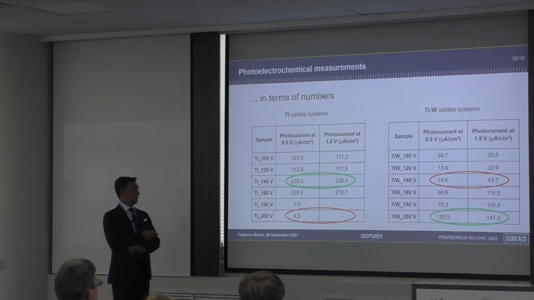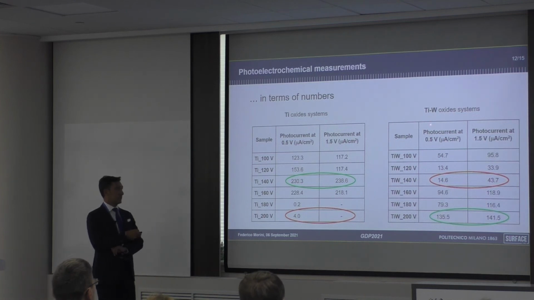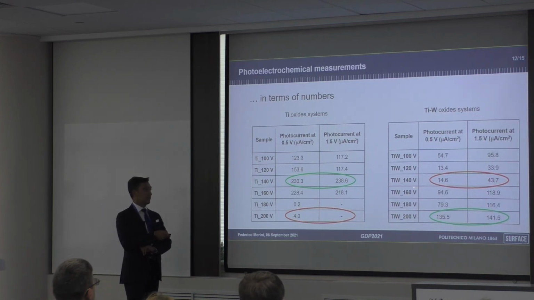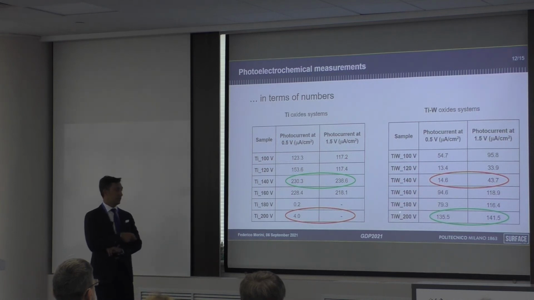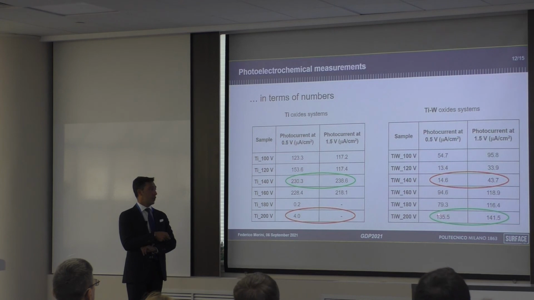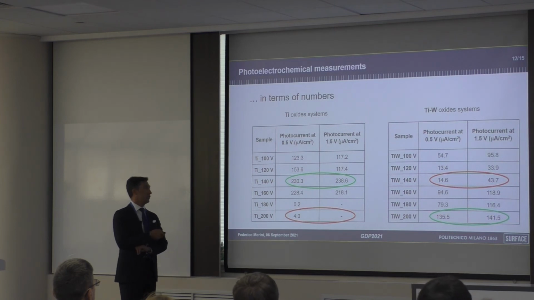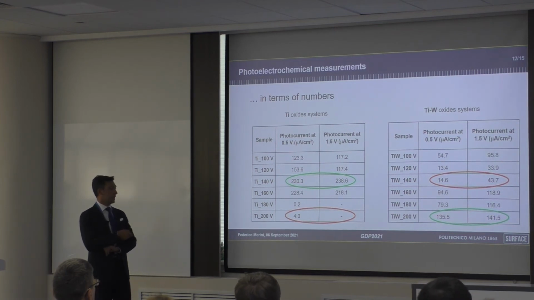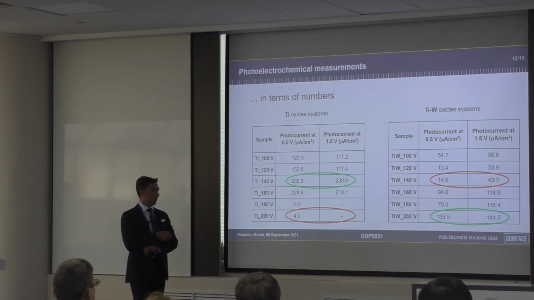An interesting thing of the titanium tungsten oxide system is that it became more active when it was synthesized at 160, 180 and 200 volts. In particular, 200 volts shows higher values, almost the same as titanium oxide, while titanium oxide is almost zero, null photocurrent.